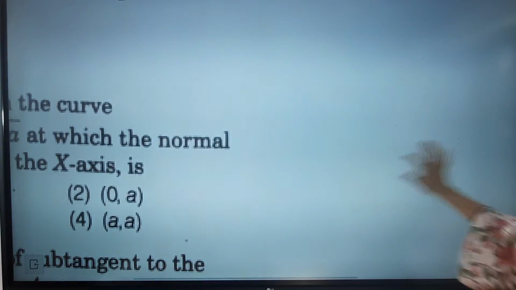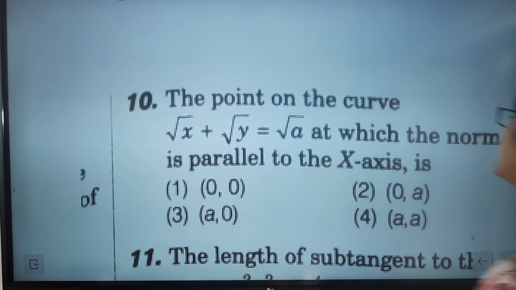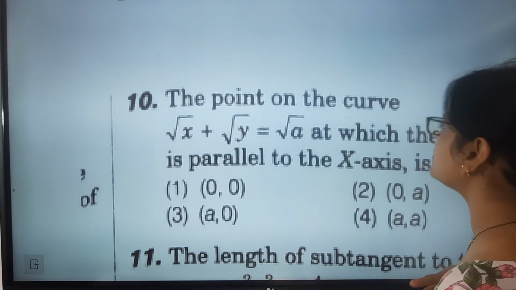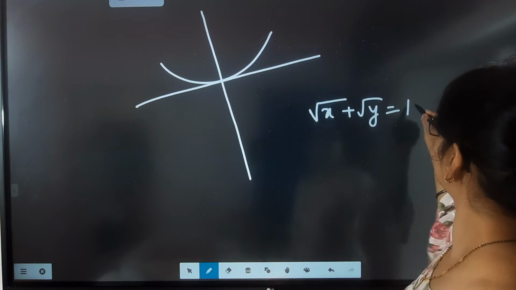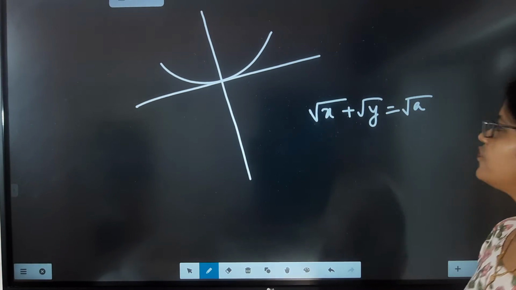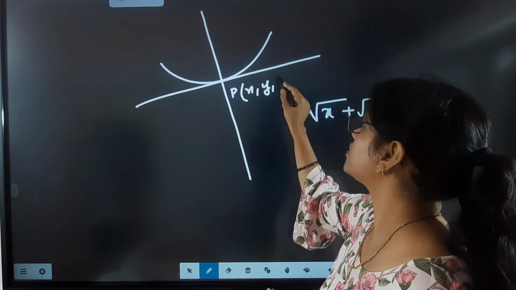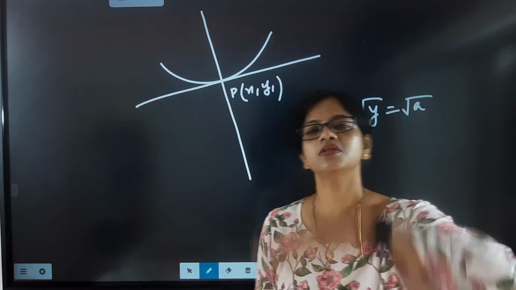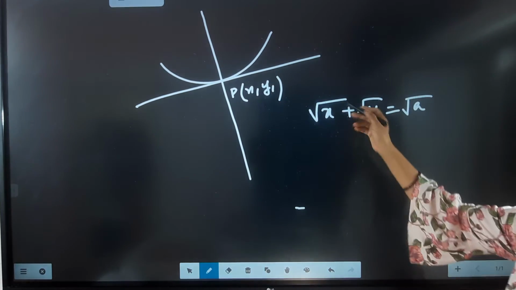Just let me check. Root under x plus root under y equal to root under a is the equation of the curve. So first again, like the old story, this is the common contact point between the tangent, the curve and the normal. Okay, so now first differentiate it.